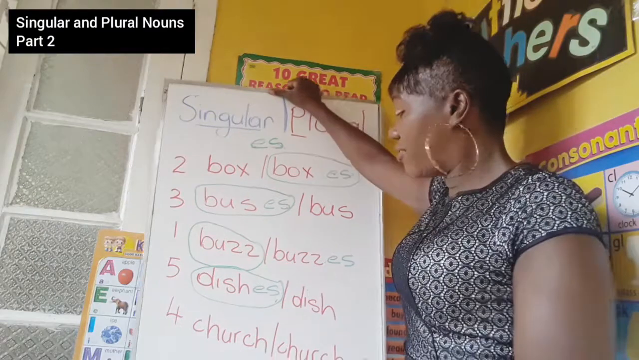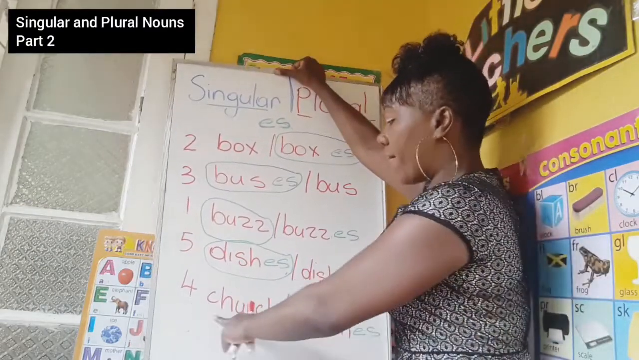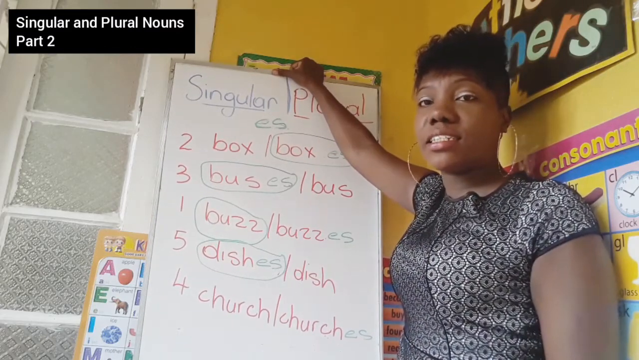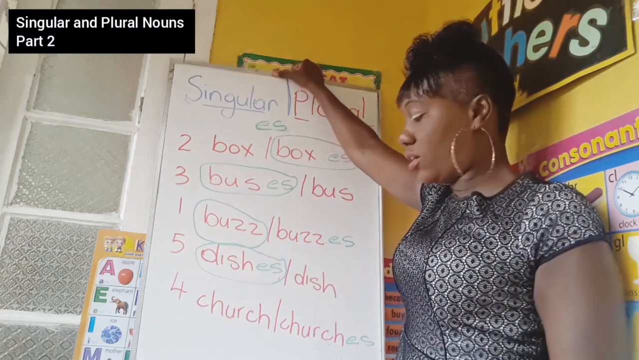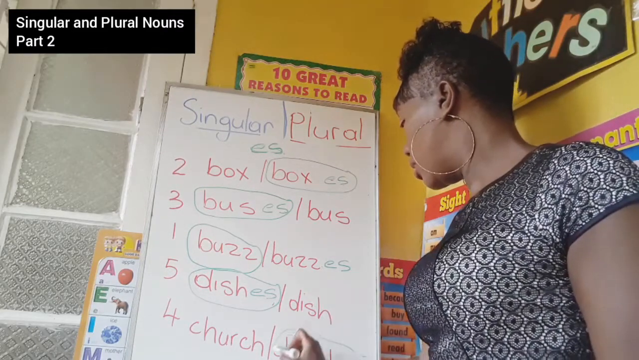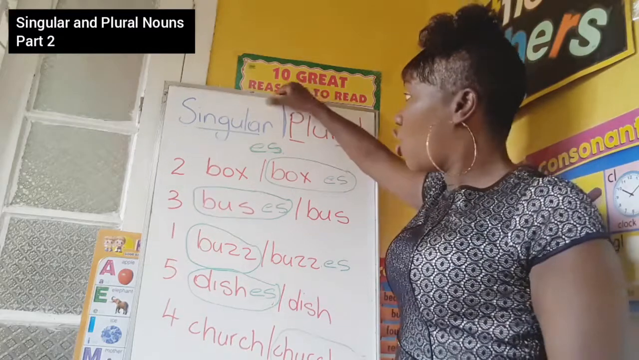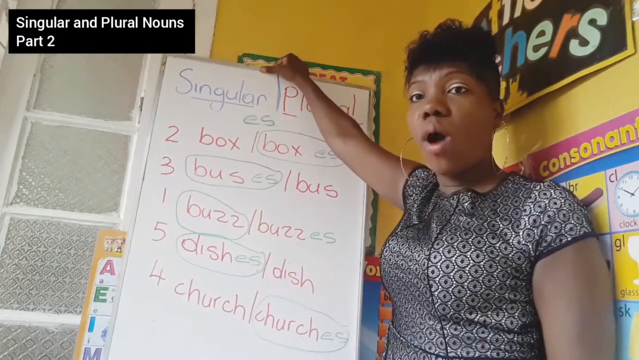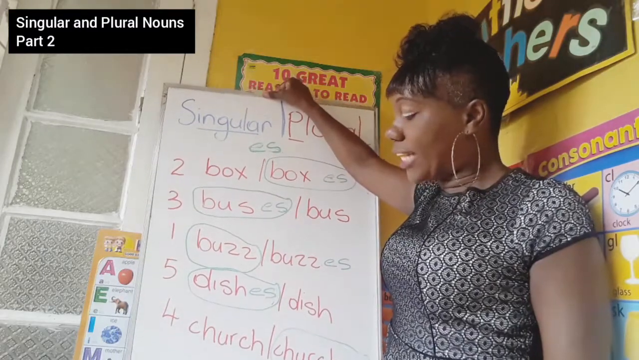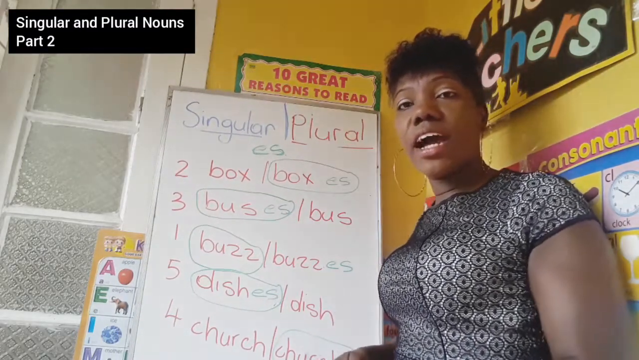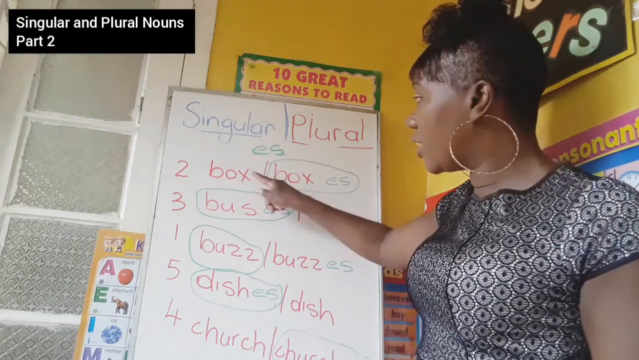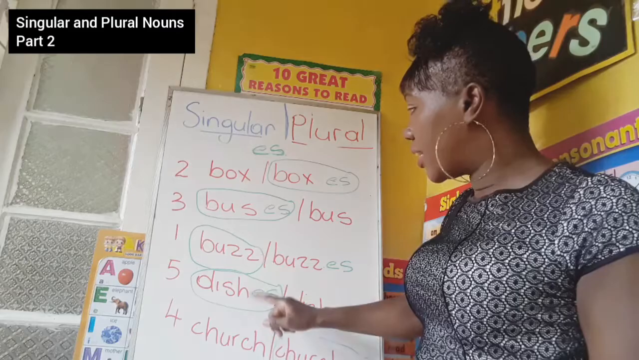Do we have 4 church or 4 churches? Very good. 4 churches. More than one. So the nouns that end with ES, they are plural, more than one. And the ones that don't have ES, they are singular.